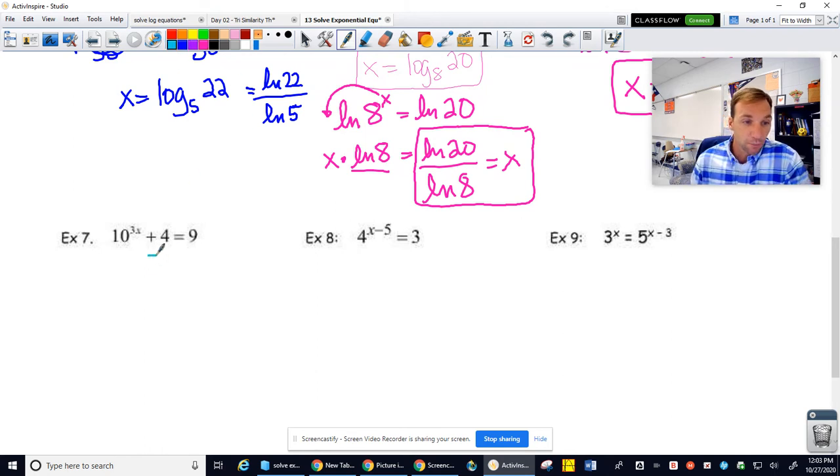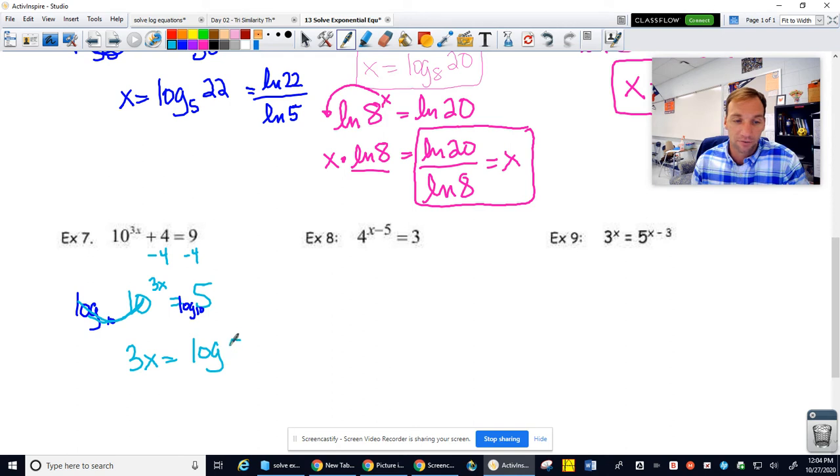So this next one, we'll minus 4 from both sides. So 10 to the 3x equals 5. Okay, so the clean way is to take the log base 10 of both sides. So we're going to take the log base 10 of 5, and we're taking the log base 10 over here. Log base 10 of 10 cancels out, and we're left with 3x. And on this side, we have log base 10 of 5.